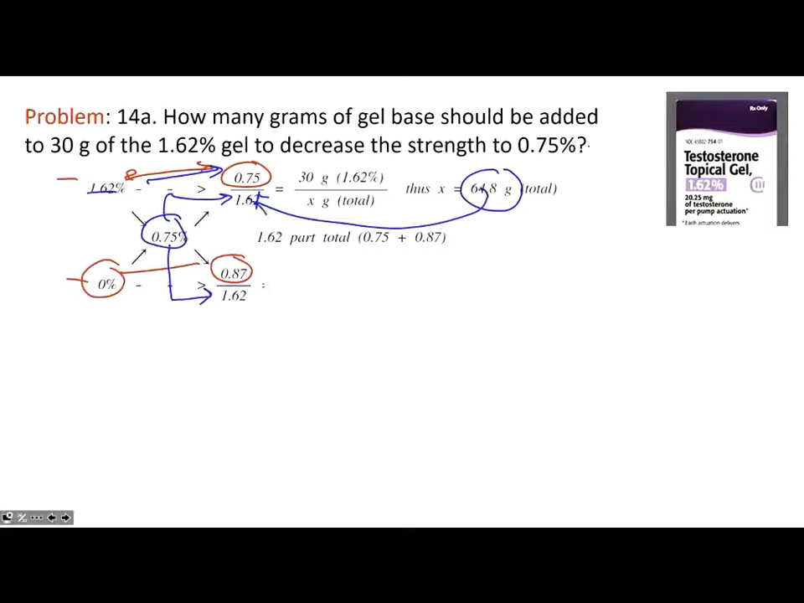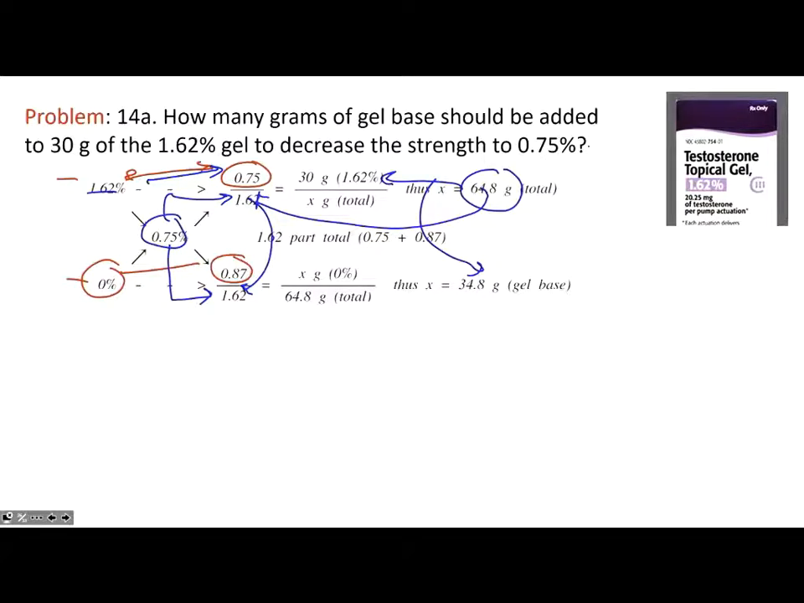Now what I can do is come down here and say, well, now to actually solve for how much gel base, I know I need 0.87 parts of the gel base over 1.62. I can set that equal to x grams of the gel base over my total weight, which is 64.8. And now solve for x, and you can see the actual amount of the pure base that I need to combine with my 30 grams of 1.62% is 34.8 grams of base. And yes, you can just subtract them. If you just take this weight minus that weight, you get that weight. So I'm not trying to make it harder. I'm just trying to make sure you know what part goes to what thing.